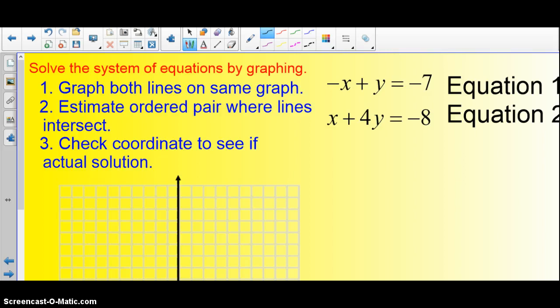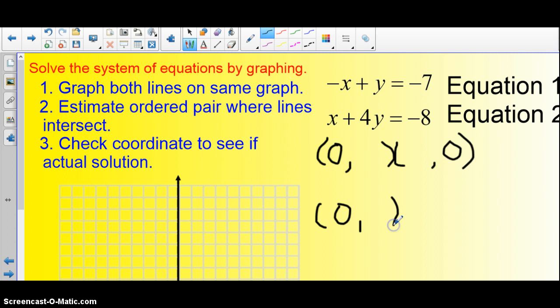As we look at equation 1, we have negative x plus y is equal to negative 7. I personally just prefer to do setting each one to 0. That to me is the quickest way for me to solve equations. It may or may not be the quickest way for you. So again, you have the 3 different options. I'm just going to choose this one for this equation. So this is equation 1. And this is equation 2.